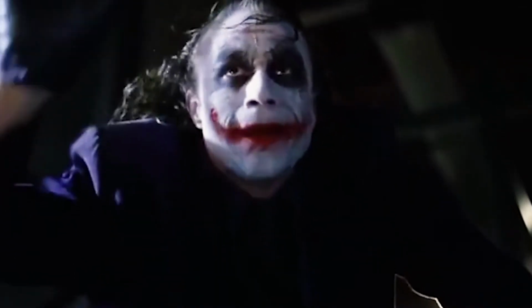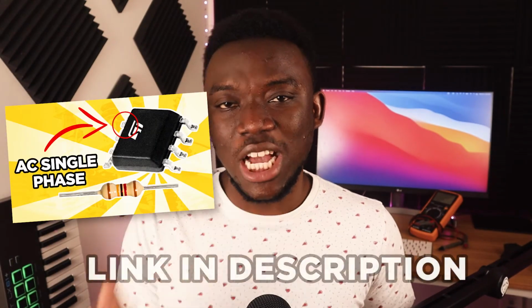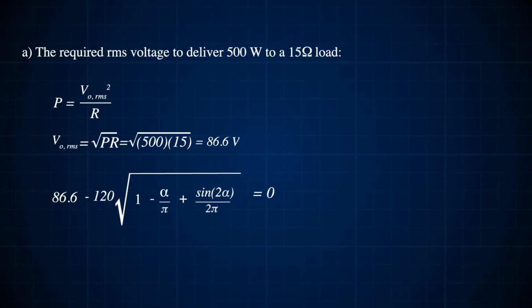And here we go. To find the required RMS voltage that delivers 500 watts to a 15 ohm load, we basically use the power equation, that is P equals V squared, our output RMS voltage, divided by the resistance. Now when we make V the subject of this equation, we get the square root of P times R, which gives us the square root of 500 times 15. The final answer is 86.6 volts. Now if you remember from the previous video, we derived the relationship between the output RMS voltage and the delay angle. And so when we pick up that equation and substitute all the factors we have, we end up with a delay angle of 1.5 rads or 88.1 degrees.